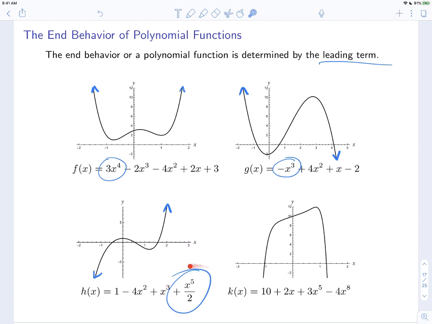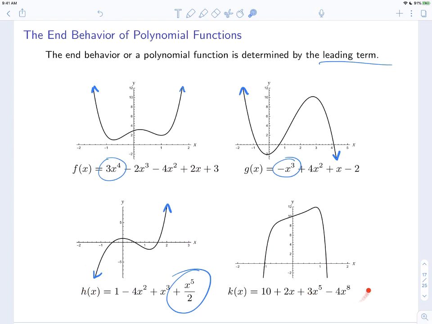In this case, our k, our constant, is 1/2, which is positive. So x to the 5th is positive as x moves to the right, and that's why it's increasing without bound. And as x moves to the left, x to the 5th is negative, so that's why it's decreasing without bound.